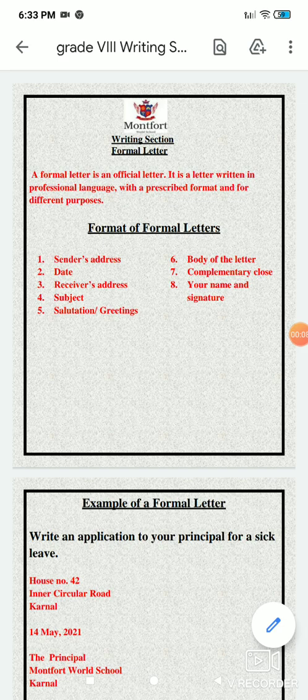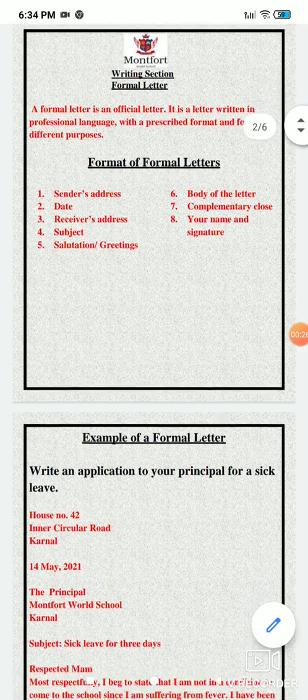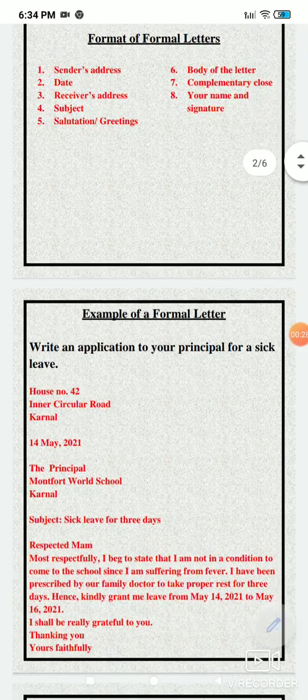Let's begin with the definition of a formal letter. A formal letter is an official letter which is written in a very professional language with a prescribed format. It means we have specific steps which we have to follow while writing a letter. As you can see, there are 8 steps written here. I will apply these steps on the letter.